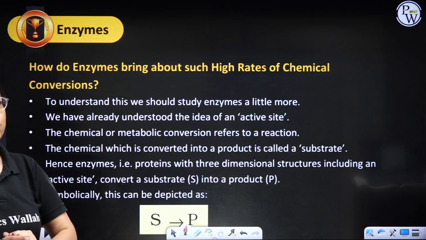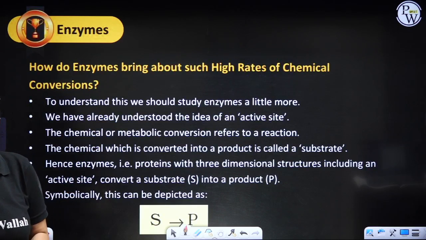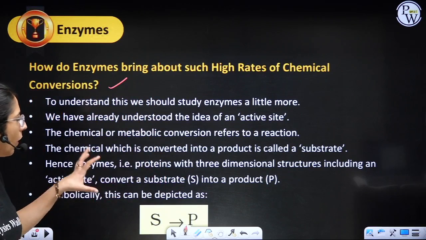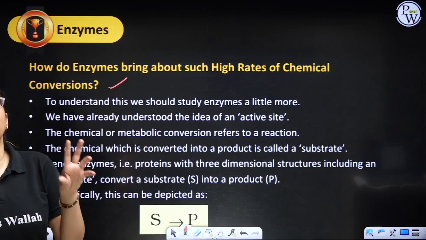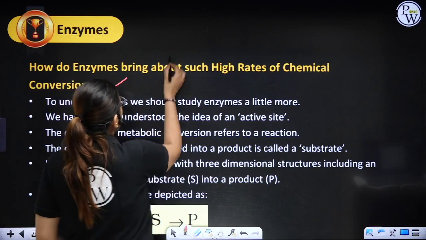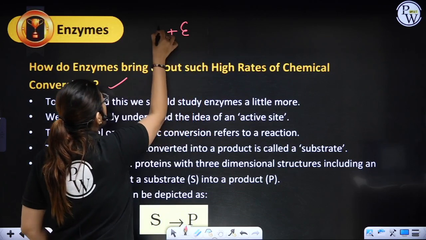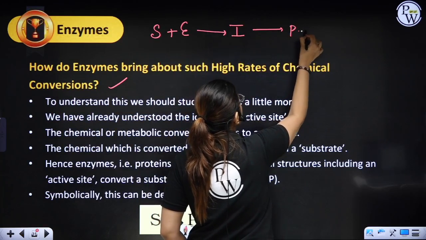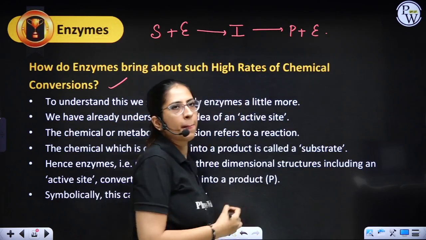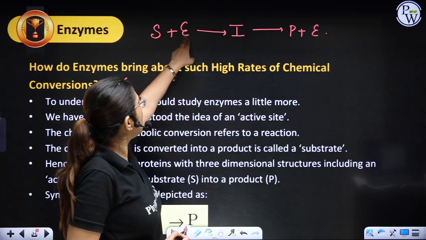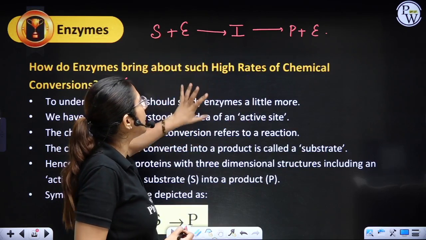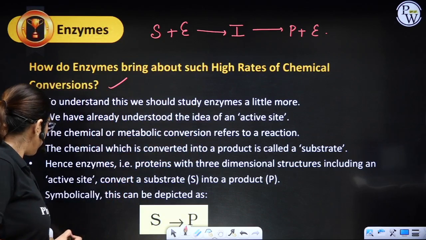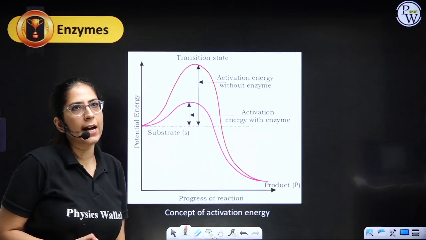Now let's talk about how this enzyme functions. How do these enzymes do the conversion? To understand this, you have to know that each of these enzymes has an active site. So the enzyme binds to the substrate, forms the intermediate, and ultimately we get back a product plus enzyme. Clear? So the substrate binds to the enzyme active site, the intermediate, that is the substrate-enzyme complex, is formed, and later on it gives a product. Clear?